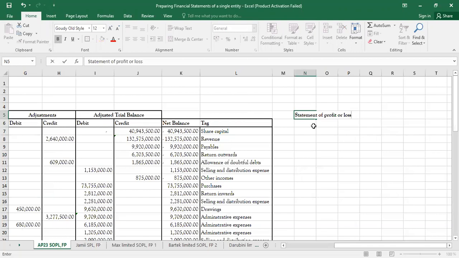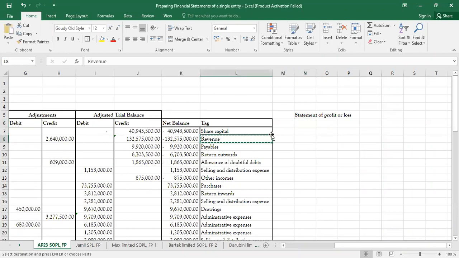Remember, you have to write the name, the year, but here it's just in class. We're just doing some learning. So the first thing I'll do is take the revenue. Control C, Control V. Return outwards doesn't come there. Then return inwards, because we sold. Return inwards.